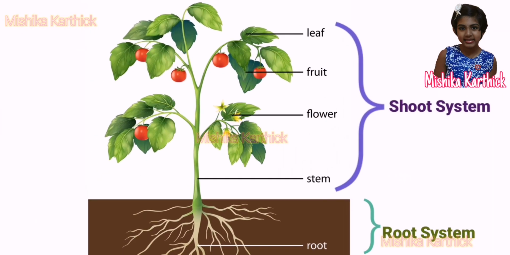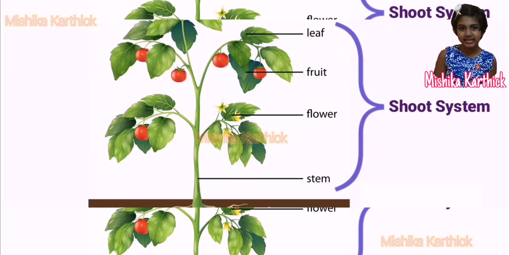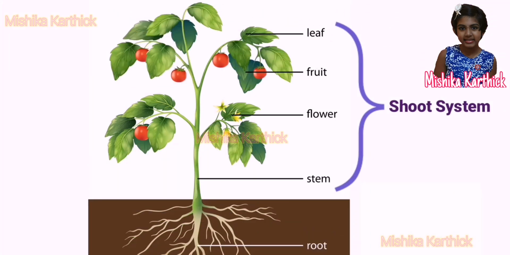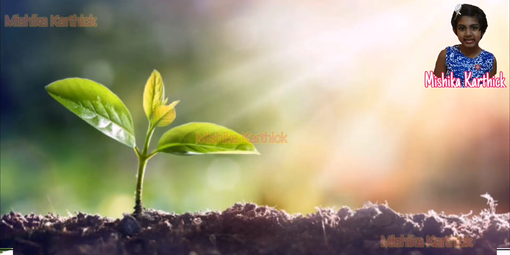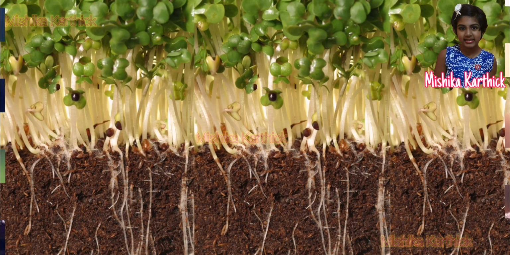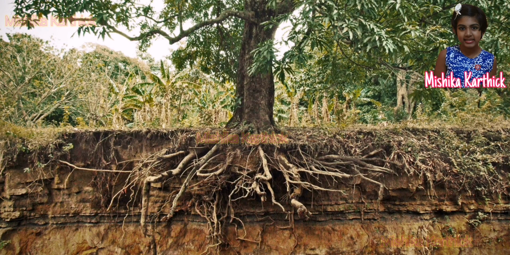The two main parts of your plant are its shoot and root. The part above the ground is called the shoot. It consists of the stem, leaves, flowers and fruits. The part below the ground is called the root. The shoot grows upwards towards the sunlight. The root grows downwards into the soil. Roots grow deep into the soil and they usually grow below the ground.